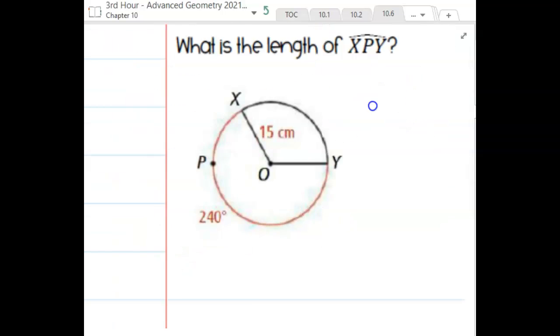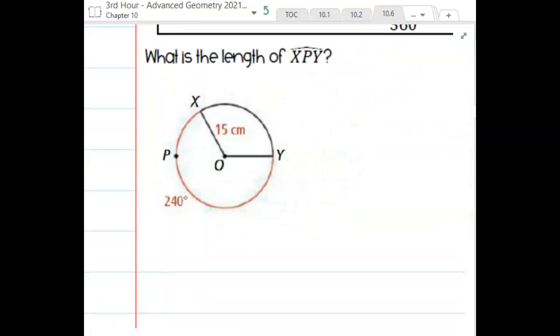Okay, so let's try this one here. Now this one, we are wanting to find the length of arc XPY. So up here it's the arc in red. So we're going to need 2 things. We're going to need first the circumference. We do need the entire circumference.